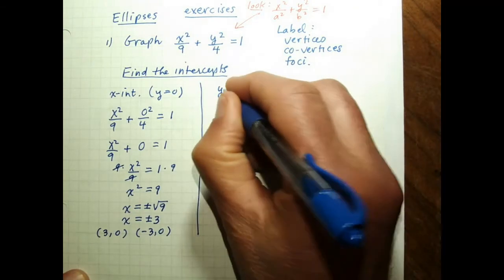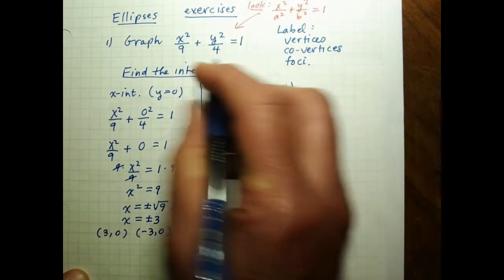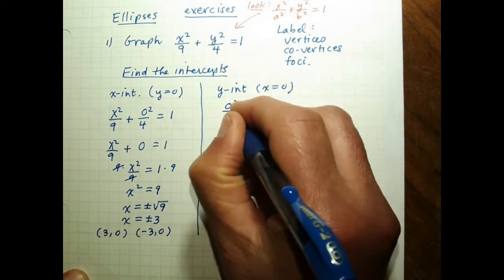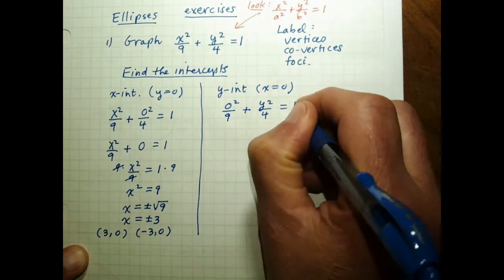Now let's look at the y-intercepts. That's when x is equal to 0. So we take our same equation. I'm going to set x equal to 0. So 0 squared over 9 plus y squared over 4 equals 1.